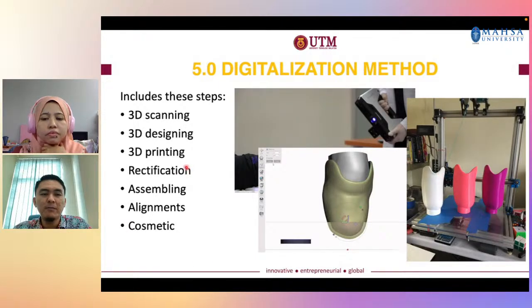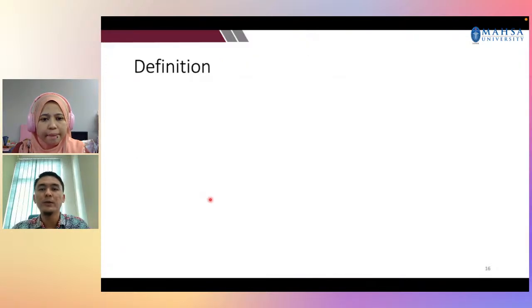In some cases, rectification should be done in order to make the surface smooth. We have to do some polishing, for example, put some cement in order to make it stronger, and then assemble with the other parts like the pylon, adapter, and foot. Then we do some alignment, which we have to try with the patient. In some other cases, they request us to make sure the prosthetic looks better, having a good aesthetic view.